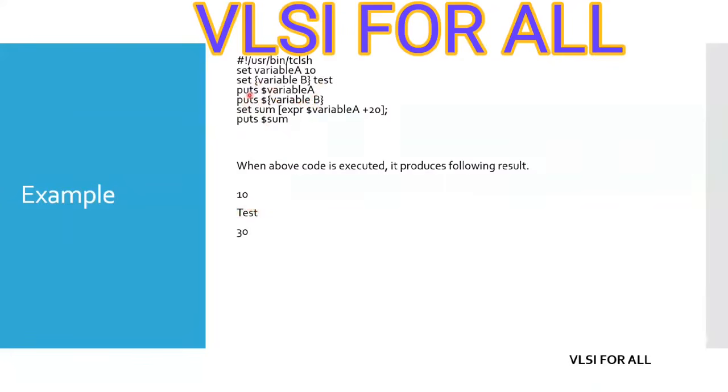The next comes another variable, set sum, where we are evaluating the expression $variableA plus 20. In the first parsing stage, Tcl would substitute variable A with 10 here. Then it evaluates 10 plus 20 as 30, and then prints the sum to be 30 when you print $sum.